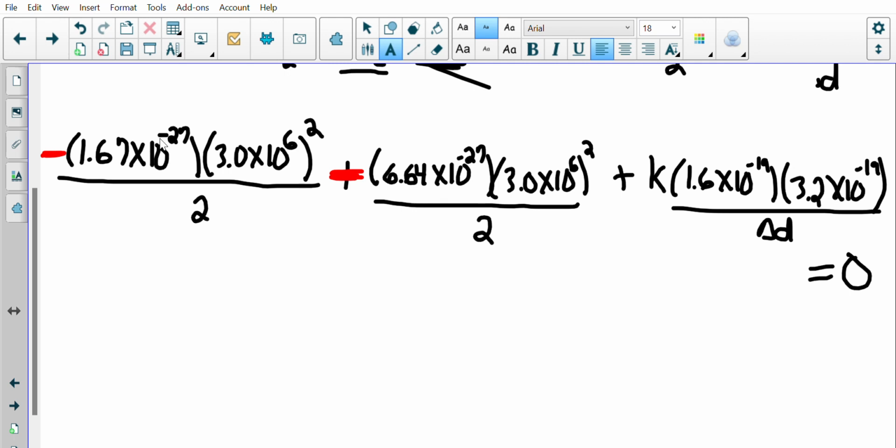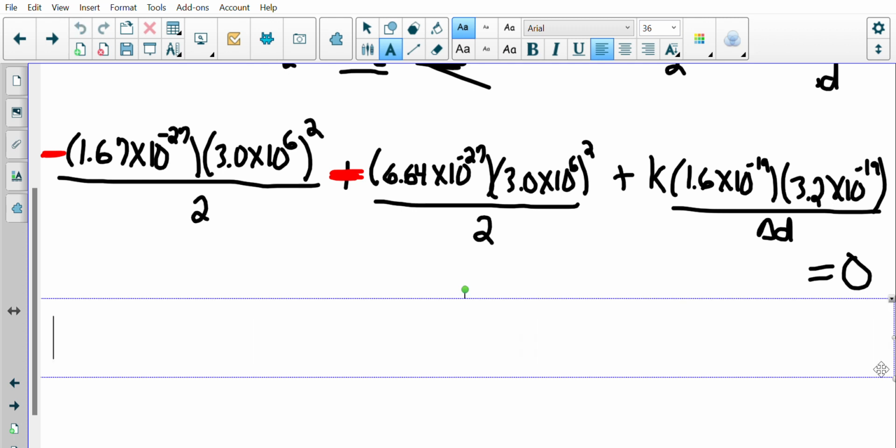Times 10 to the power of negative 27. Then I'm going to multiply it by 3.0 twice, and then multiply it by 10 to the power of 6 twice, and then divide by 2. Let's see here. And again, it is kinetic energy. We're losing it because these particles are being fired at each other.